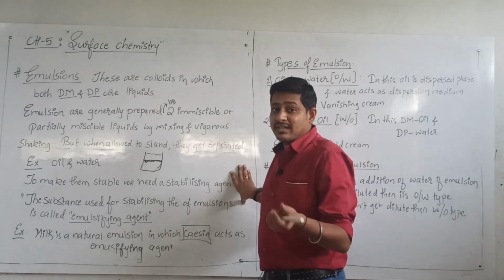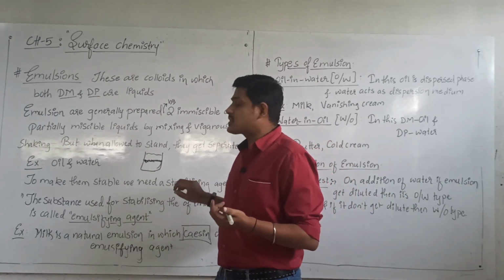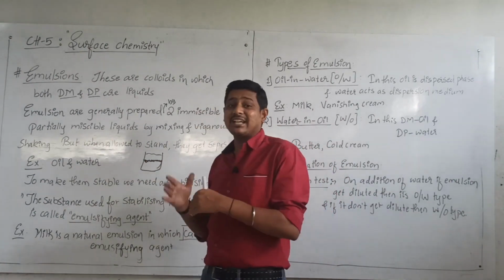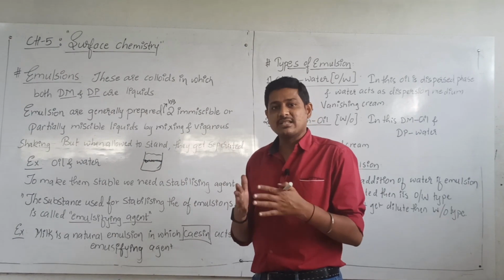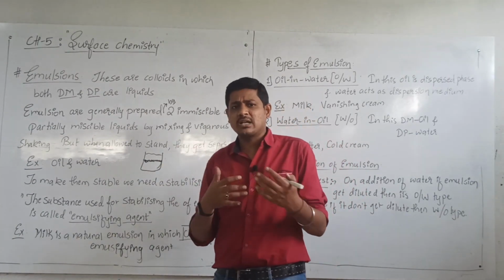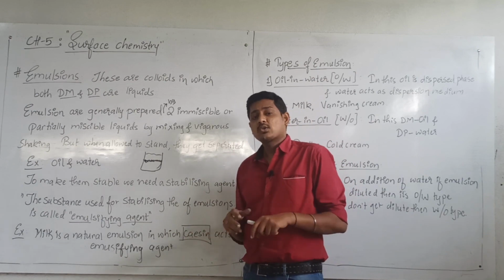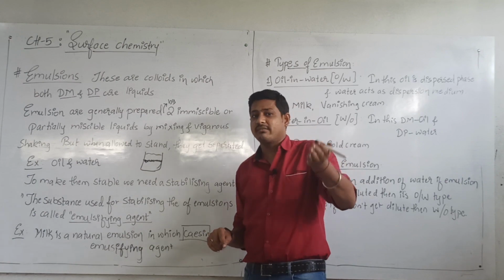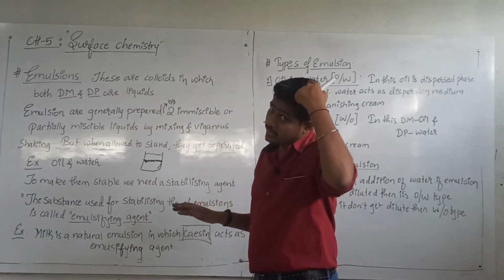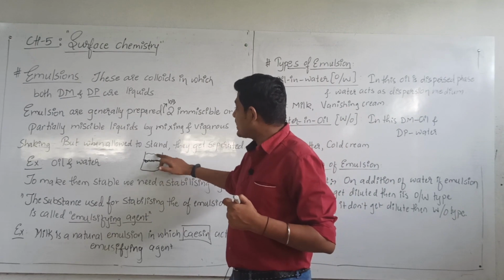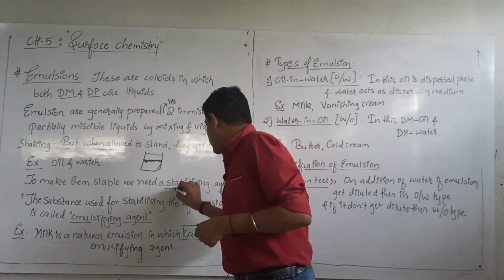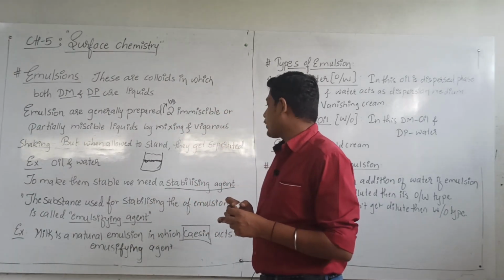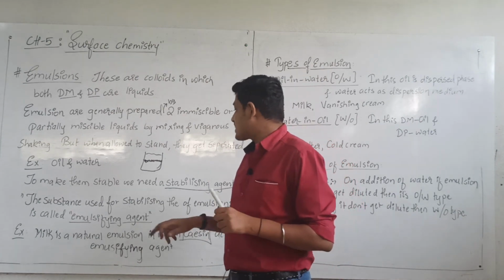This is giving us a hint that these two liquids are not miscible, meaning there are interfacial tensions. Interfacial tension means there is a difference in the density between oil and water. So now we require a certain substance which can reduce this tension between these two liquids. The substance required to stabilize the tension between these two liquids is called a stabilizing agent, or we can call it an emulsifying agent. So the substance used for stabilizing the emulsions is called an emulsifying agent.